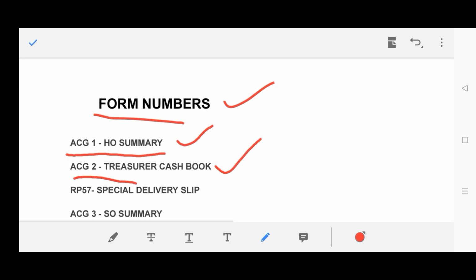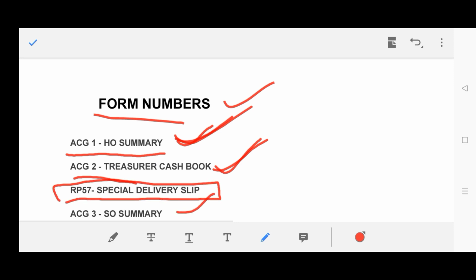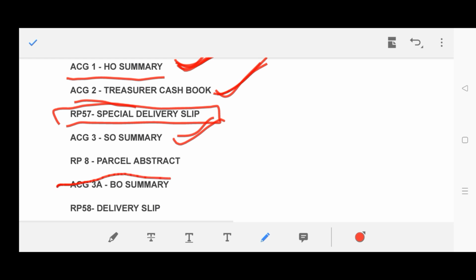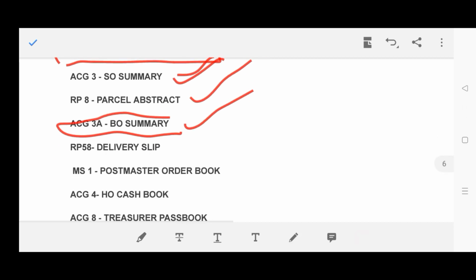ACG2 treasurer cash book. ACG1 is the form number of HO summary, and ACG2 is the form number of treasurer cash book, and ACG3 is SO summary. RP57 special delivery slip. RP57 is the form number of special delivery slip, and ACG3 SO summary. Next, ACG3A is a BO summary. RP8 is parcel abstract. RP8 is the form number of parcel abstract.